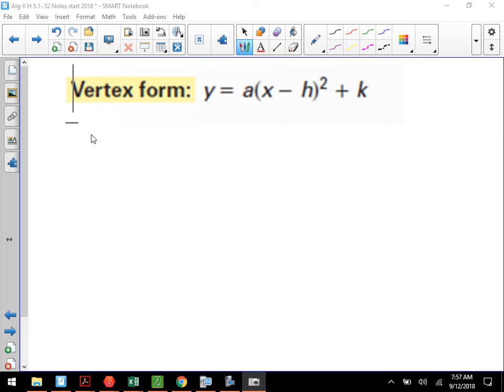So in vertex form, the value of A still tells you if it's up or down. I'm just going to put a plus here or a minus there.